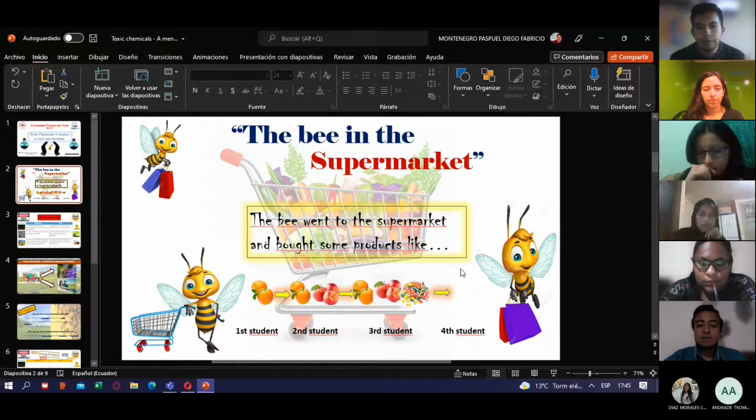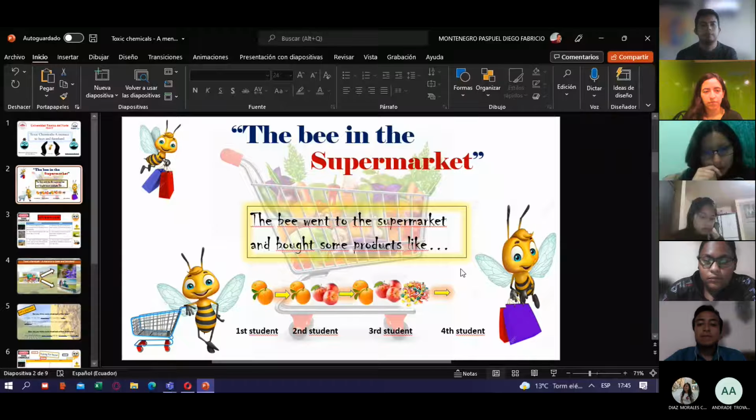The bee went to the supermarket and bought some products like noodles. The bee went to the supermarket and bought some products like noodles and watermelons. The bee went to the supermarket and bought some products like noodles, watermelons, and bananas. Let's continue. The bee went to the supermarket and bought some products like noodles, watermelons. Sorry, I can hear my classmate. Okay, let's start again.